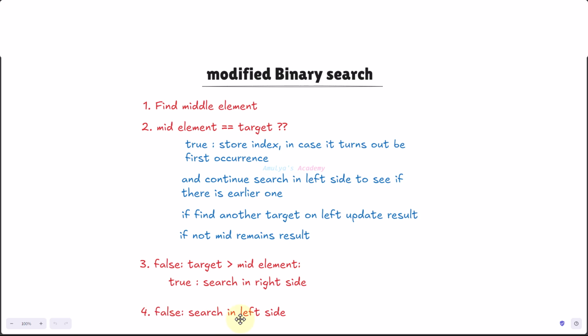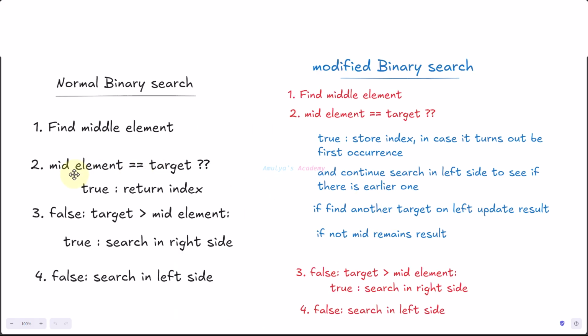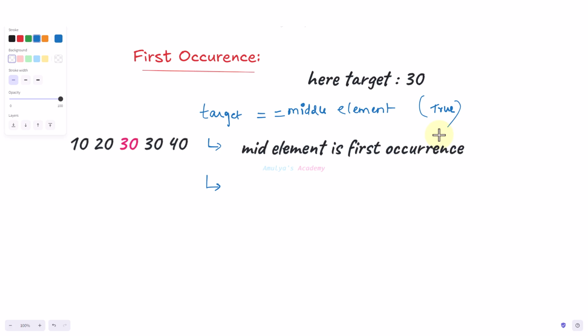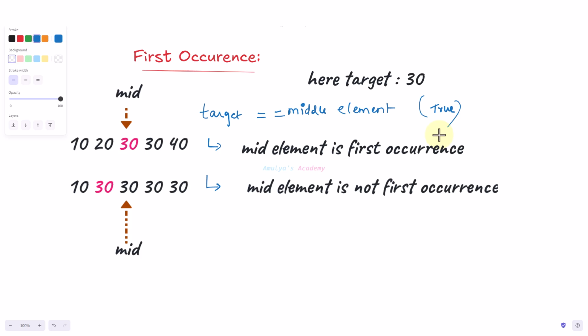What is the difference between normal binary search and modified binary search? Here you can see, when the middle element becomes equal to the target element, in normal binary search, we return its index and we are done. But in modified binary search, we are searching for the first occurrence of the target element. When the middle element equals the target, there are two possibilities. First one is, it is the first occurrence of the target element in the list. And the second possibility is, it is not the first occurrence of the target element in the list. That means the same number appears earlier.